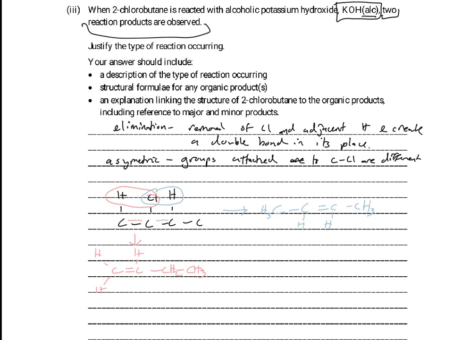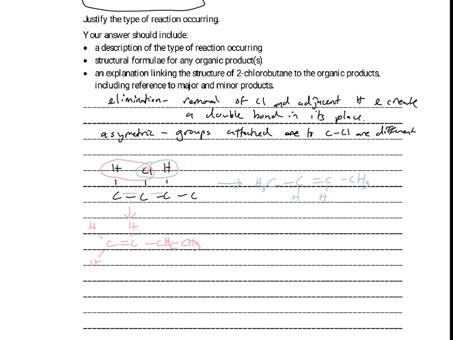So your next step is an explanation linking the structure of 2-chlorobutane to the products, including reference to major and minor. So we need to work out which of these two products is the major and which is the minor product. So the rule for working this one out is Zaitsev's rule. Don't worry about the spelling. Some people call it anti-Markovnikov. The easy way of remembering it is the poor get poorer. But in an exam you actually have to write it out the full way.